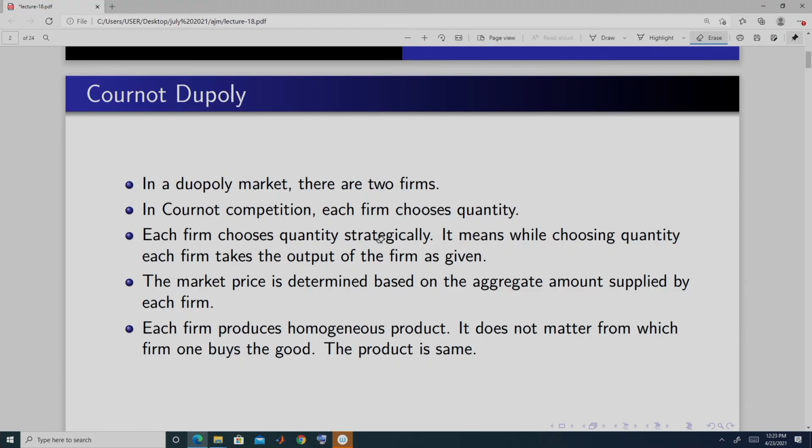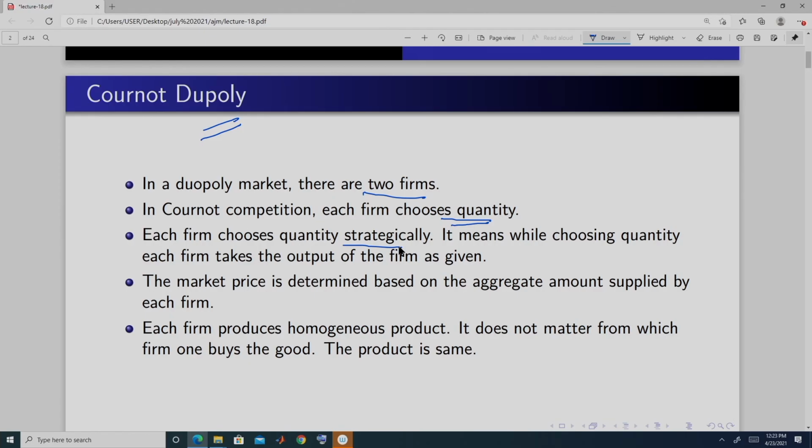Okay? So, the first model that we are going to do is Cournot Duopoly. In Cournot Duopoly there are two firms. And in Cournot competition each firm chooses quantity. So, they will decide how much output they want to produce or sell in the market. And while deciding these outputs, they are going to decide strategically.